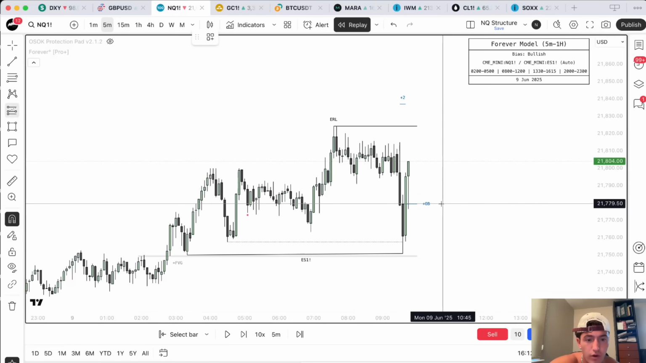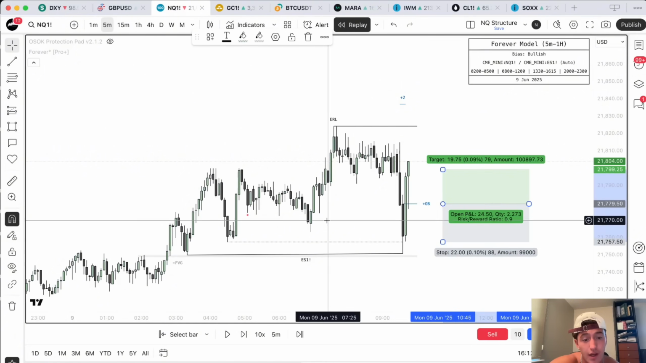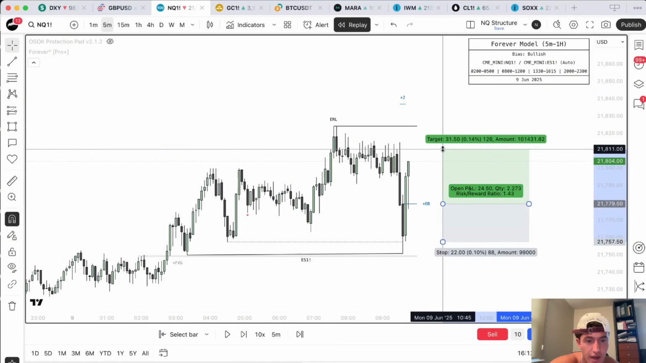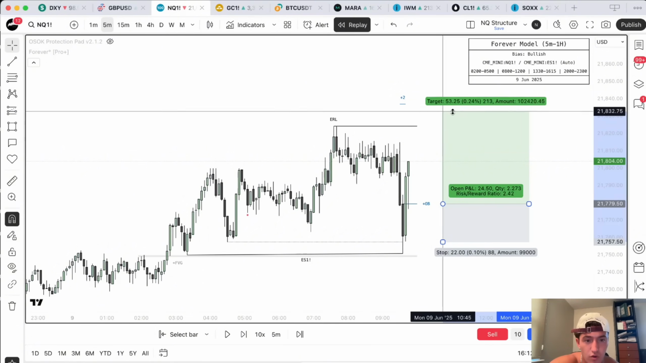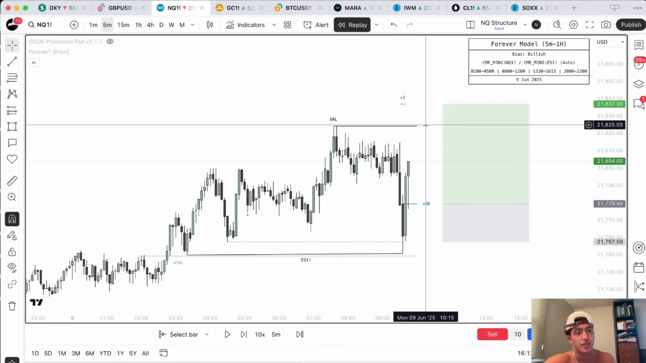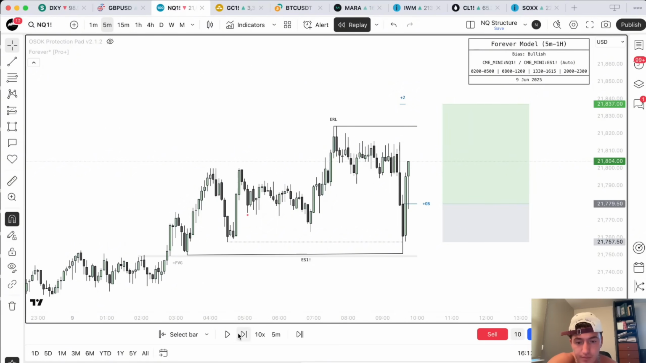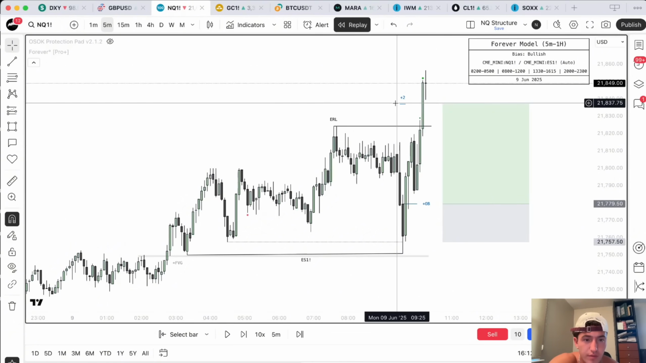We look for a 1 to 2 risk reward with your stop loss at the resting low, or you could do your stop loss at the low that got ran. That's what I personally did, and then I targeted these highs for a 1 to 2, or you could leave it to the 2 standard deviations projection at 21,837. So as you can see, what happens next with price, boom, we reach that objective point.